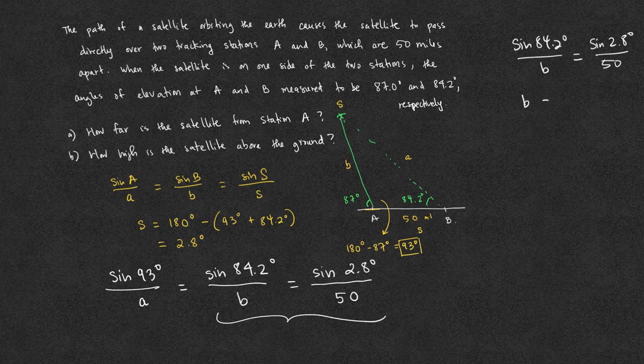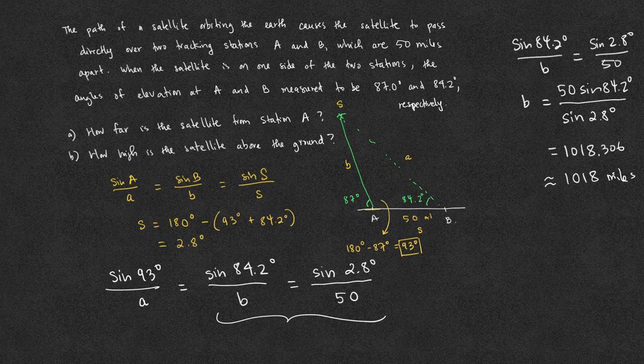To isolate b, we can cross multiply, or multiply 50 to both sides of the equation and then isolate b. This is 50 times sine of 84.2 degrees divided by sine of 2.8 degrees. We then use a calculator to evaluate this expression. This is 1018.306, which is approximately 1018 miles. Make sure the calculator is in degrees mode because the angles inside the triangle are given in degrees.